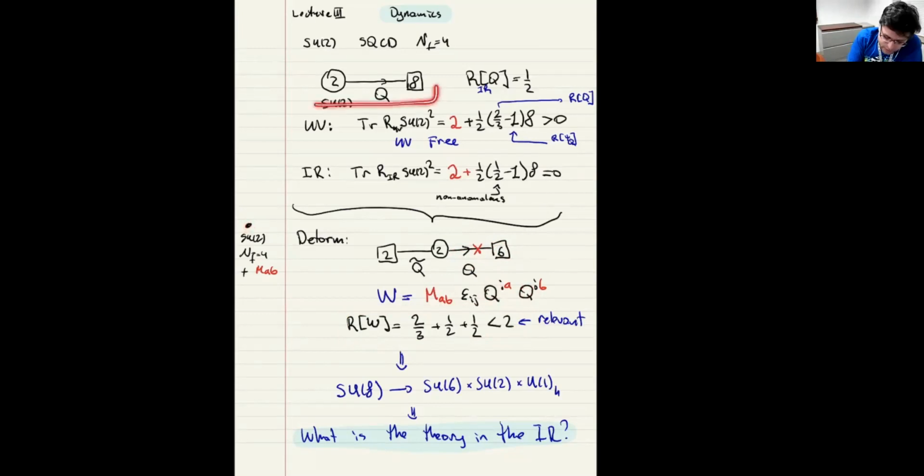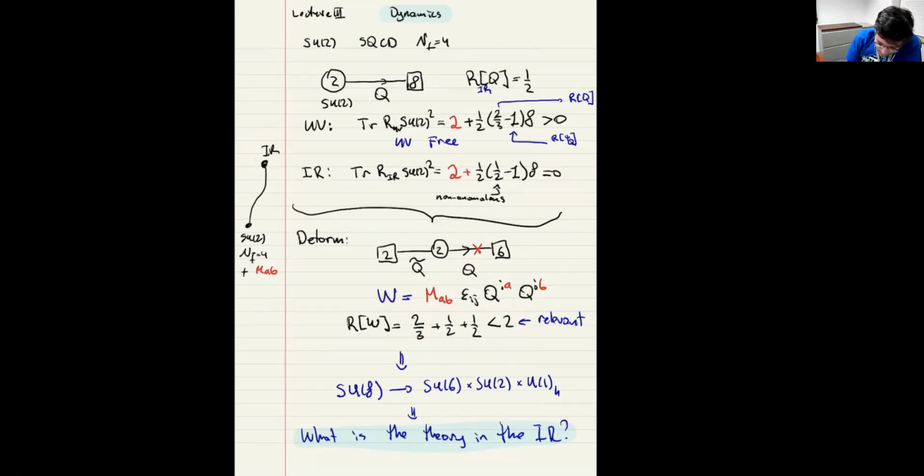This is the IR fixed point of this Lagrangian. We add free fields. So the free fields have R charge 2/3. So in total, we have an R charge for this superpotential which is less than 2. So this deformation is a relevant deformation. And we start a flow, and we flow to some theory in the infrared. And what we want to understand is what are the properties of this theory in the infrared.